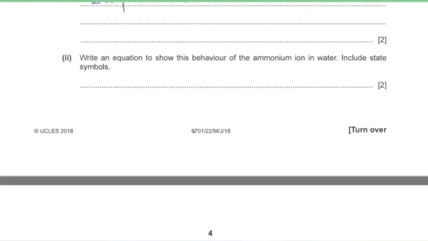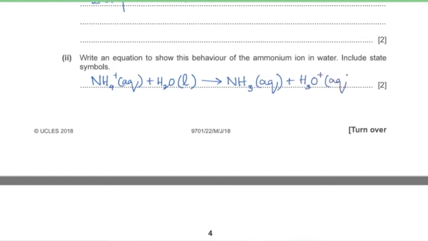Part 2, write an equation to show this behavior of the ammonium ion in water. Include state symbols. So ammonium ion will be acting as a weak Bronsted-Lowry acid. So NH4+ in an aqueous state reacts with water, which is in liquid state. Now NH4+ will act as a weak acid, means it will be donating 1 proton to the other substance. So this will become NH3 in aqueous state, and H2O will now be H3O+ in aqueous state.